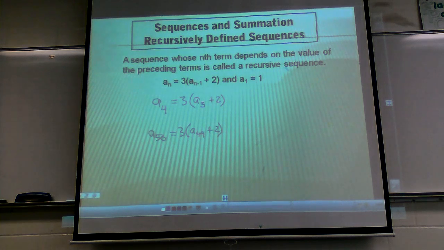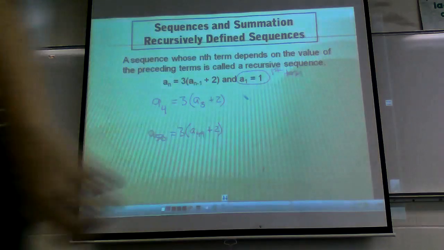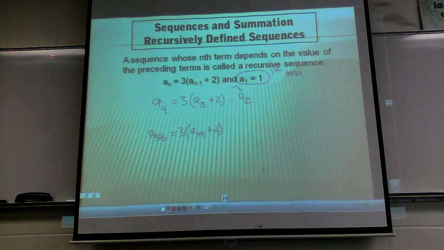Yeah, and for these guys, they have to give you the first one, because if I start writing out what they are, if I go to the 2nd term, this would be the 2nd one. Now the 2nd one would become 3 times the first term plus 2. They're telling me what to start with. Okay? So I know that that first term is 1. So if I wanted the 2nd term, I would go in there and go 3 times 1 plus 2. 1 plus 2 is 3, correct? Times 3 is 9.